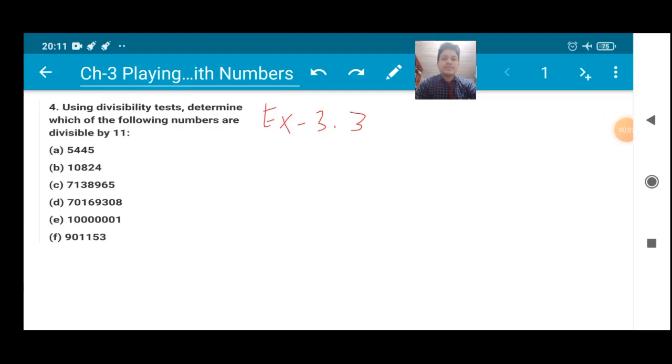So in today's class we'll be doing question number 4 from exercise 3.3. In our last class, you all know we completed question number 3. I hope you have gone through the video properly and understood. So let's start our question number 4.